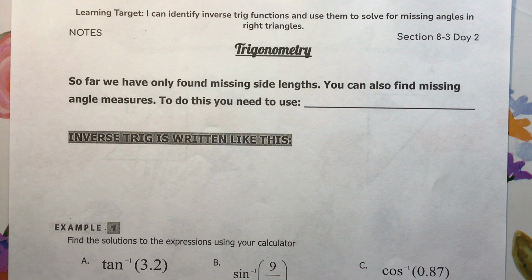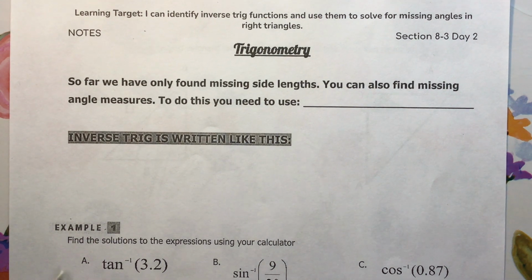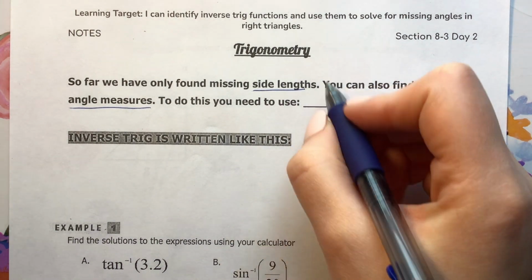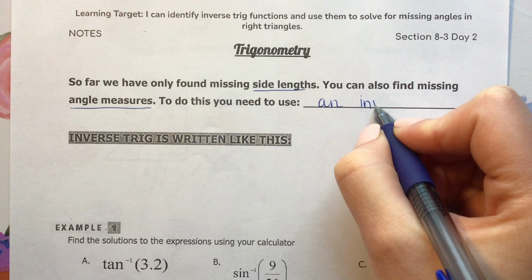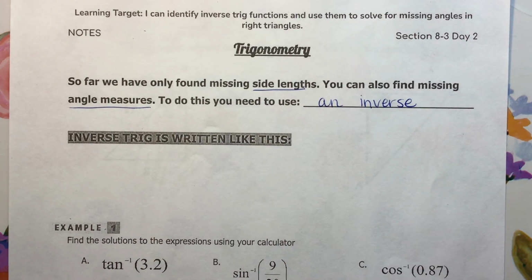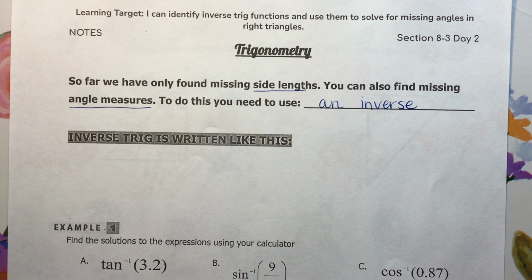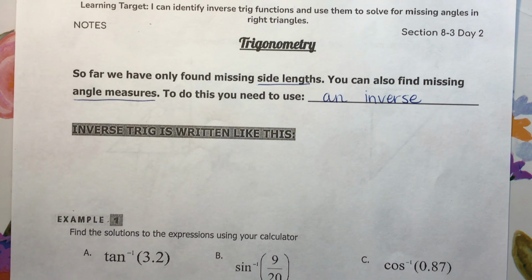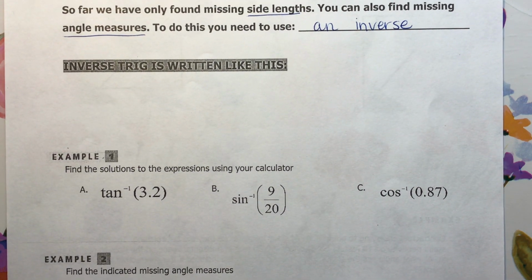We just started talking about sine, cosine, and tangent just a couple days ago. Well, an inverse trig function is what we're going to use in order to find angle measures. So far, we've only found missing side lengths. That's what we've found. But now we can also find angle measures. But to do this, you need to use an inverse. That's what we have to do. So we started with side lengths. Now we want to find angle measures. Let's talk about how we write that, though.